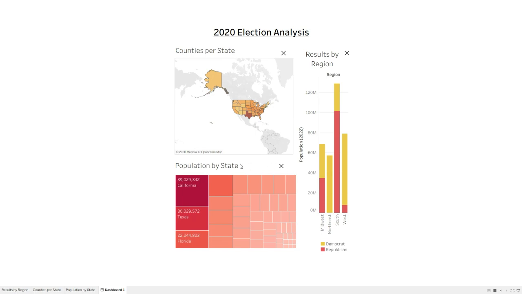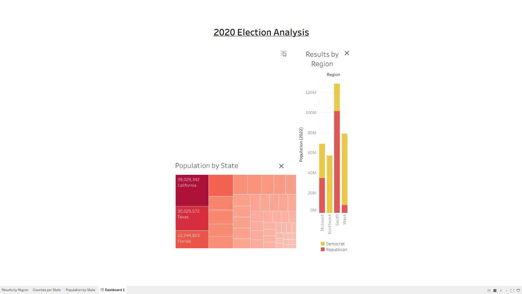Our final visualization is a tree map displaying population by state. Candidates often spend more time and resources in highly populated states because they contain more voters and more electoral votes. Here we can compare California, the most populous state, with its northern neighbor, Oregon, which has a significantly smaller population. From a campaign perspective, a candidate would likely devote more time and resources to California because of its larger voter population.